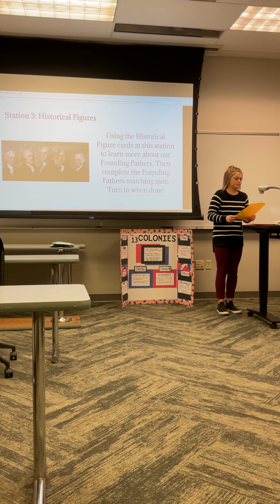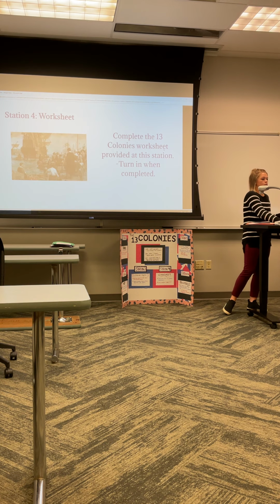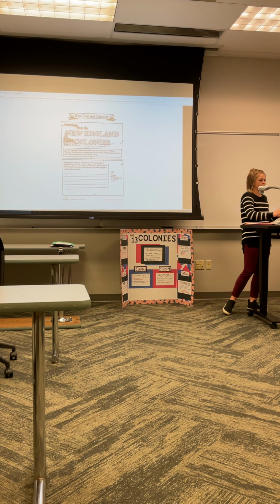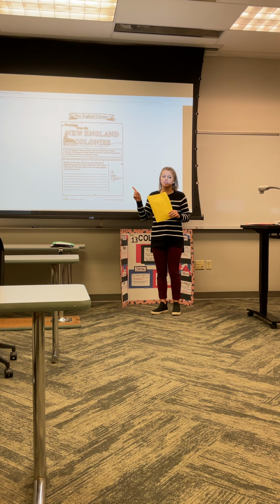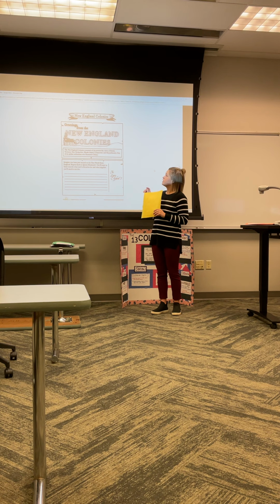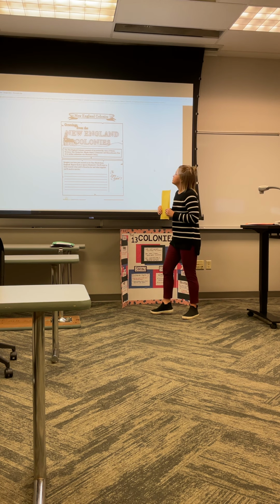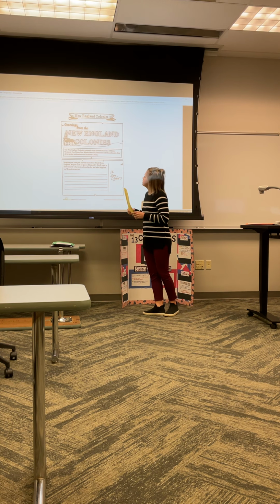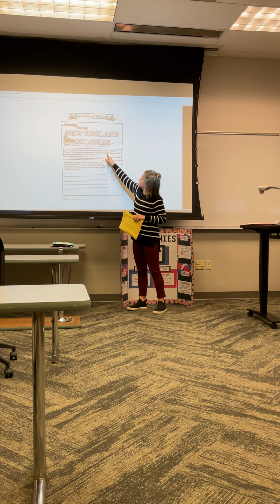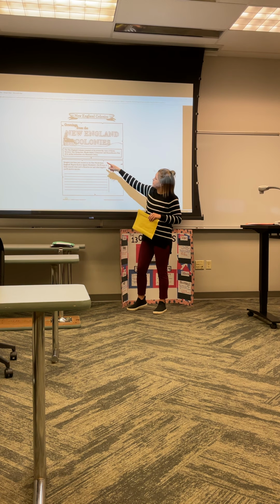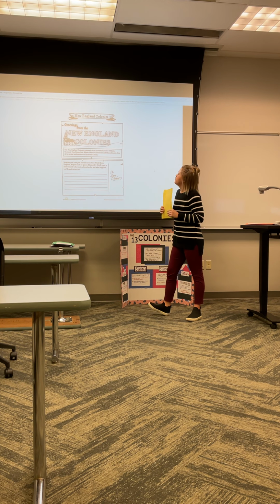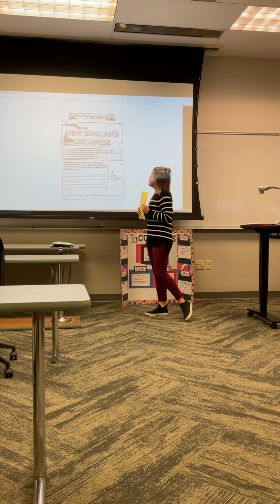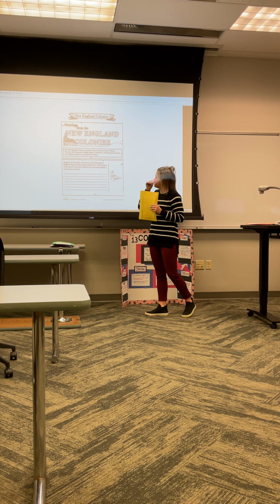Station 4. You will complete this worksheet. So this is about specifically one of the regions that we learned about, which is the New England colonies. So in the directions it says the New England colonies consisted of present-day states of Maine, Vermont, New Hampshire, Rhode Island, Connecticut, Massachusetts. One of its earlier settlements was Plymouth Colony.